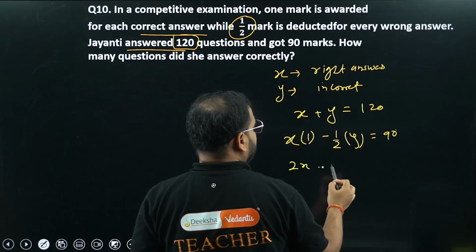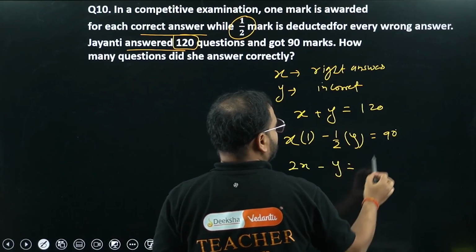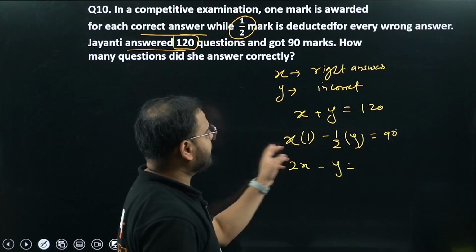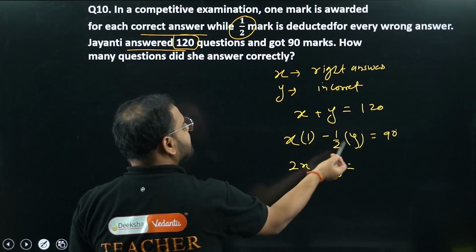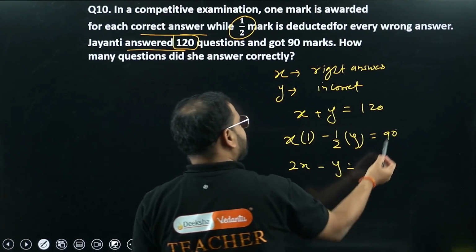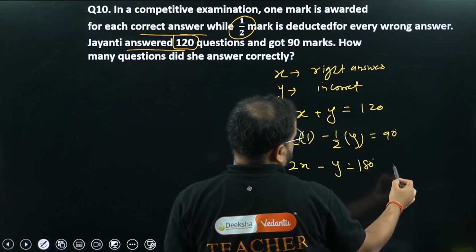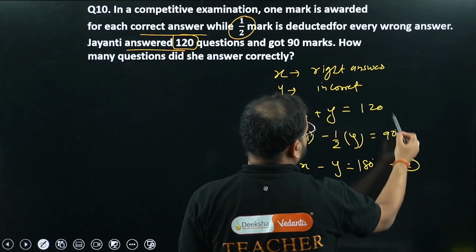2x minus y. This 2 will come on this side. I'm taking LCM. Multiplying everything by 2 also you can do. 2x minus y. 2 and 2 will cancel. 90 times 2 will be what? 180. This is my equation 2. This is my equation 1.